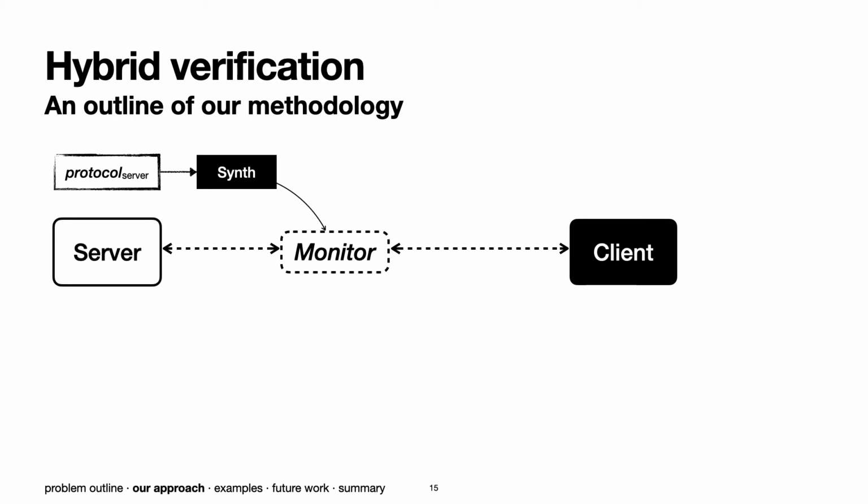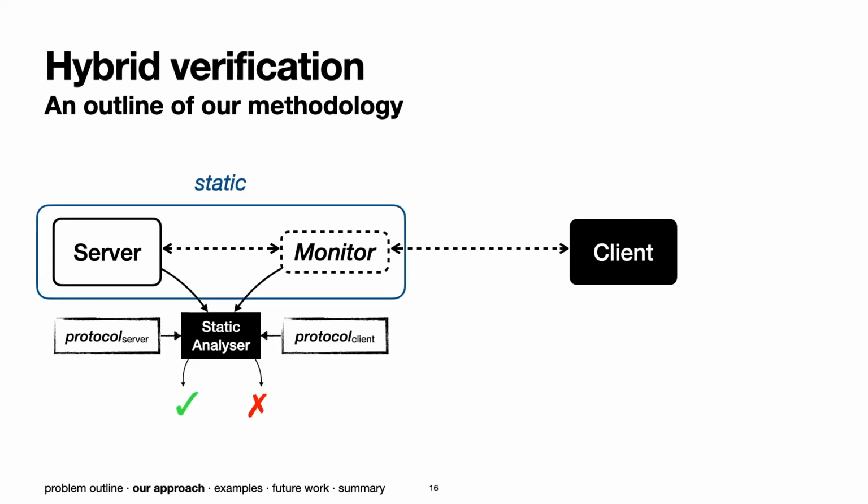Meaning that messages sent from the server to the client are first sent to the monitor, which then forwards it to the client and vice versa. Apart from this behavior, the monitor has two other important roles. The first being that it serves as the dual endpoint of the server, mimicking the behavior of the client.